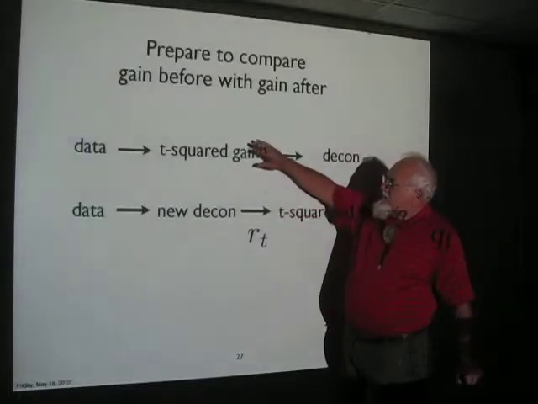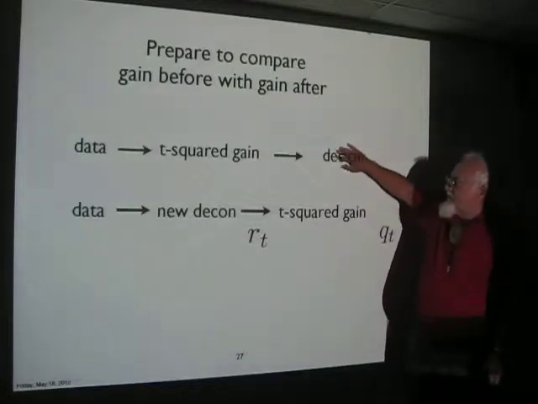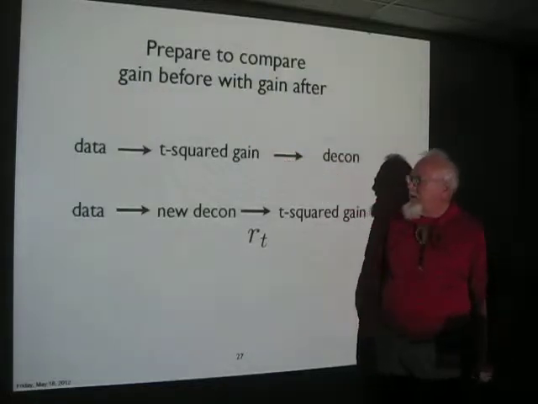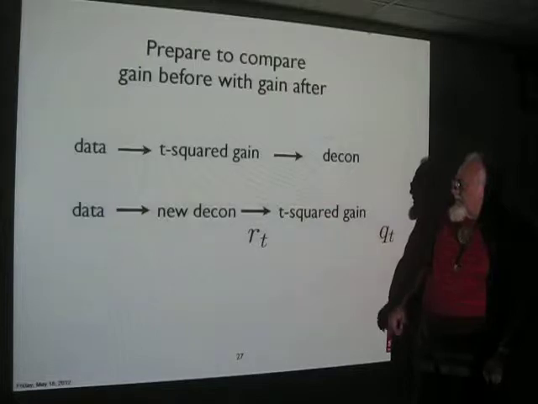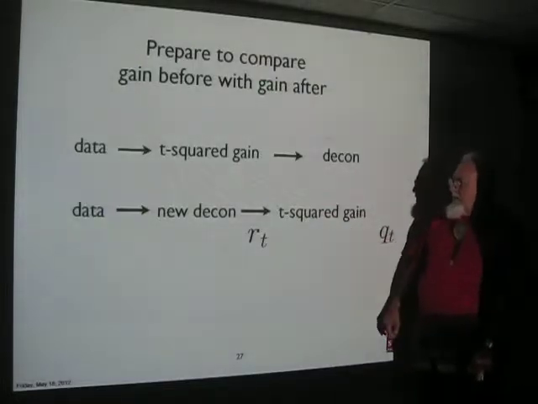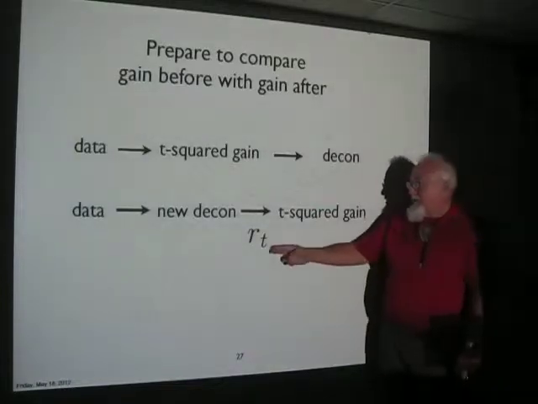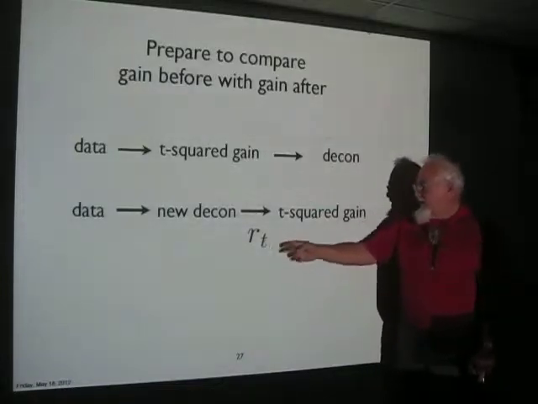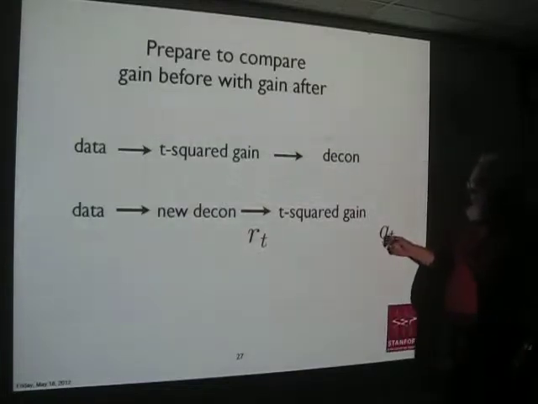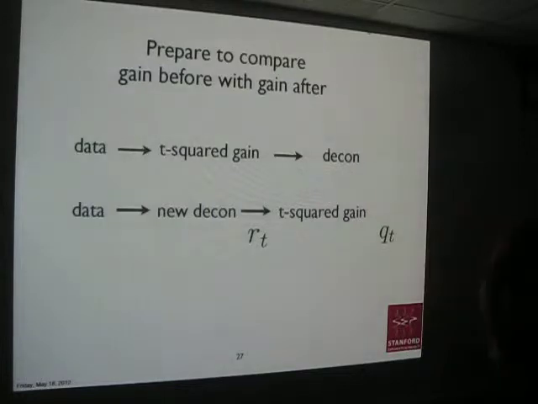So the industry standard is to gain it and then deconvolve it, basing your statistics on this gain data. Our process is a little different. We have this new method: we figure out the physical residual without gaining, and then we change the statistical variable by using the t-squared on the physical variable.